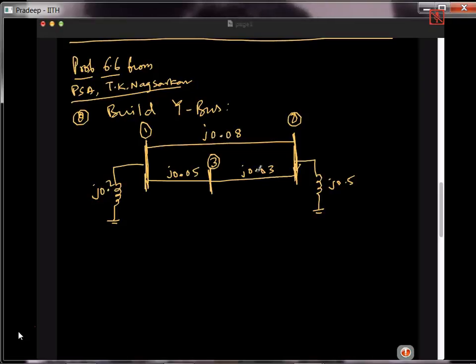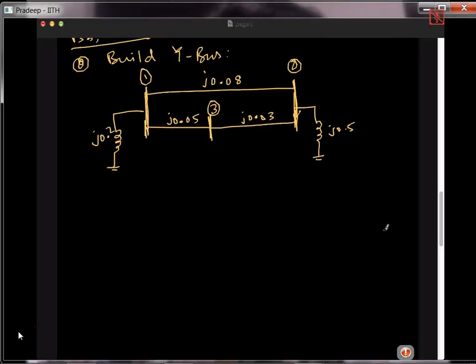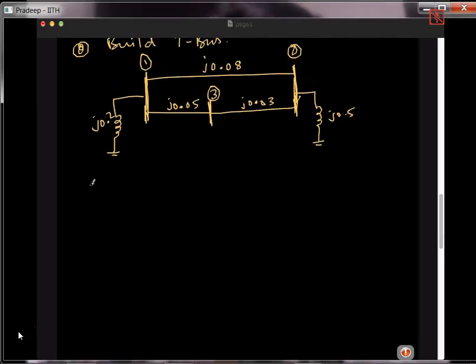And what is the procedure I have told you? In the last class, we had discussed the procedure. So I'm just solving it now. So step 1 is the admittance diagram. So how do you build the admittance diagram?